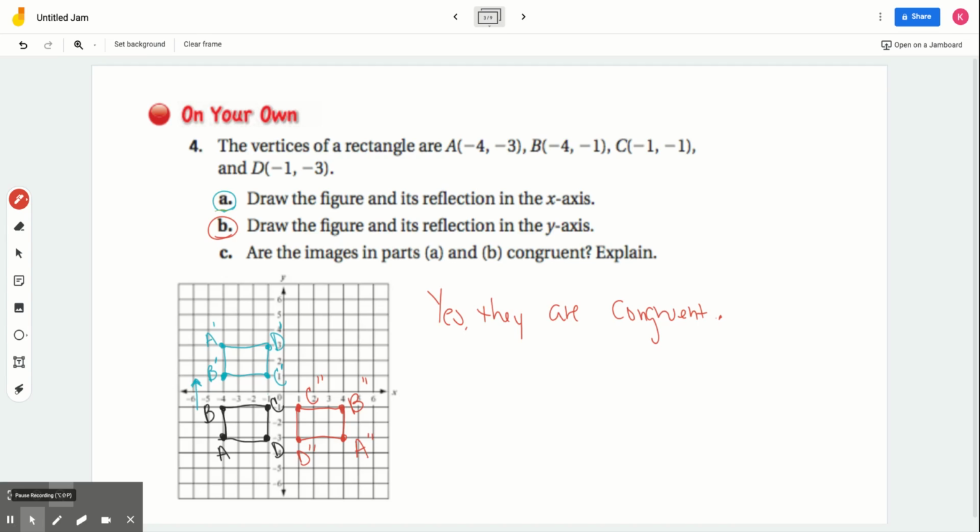We have now seen from lesson 2 that when we translate or slide an image, and from lesson 3 when we reflect or mirror an image, that they are going to be congruent. We're not changing the size of the shape, we're just changing its position.